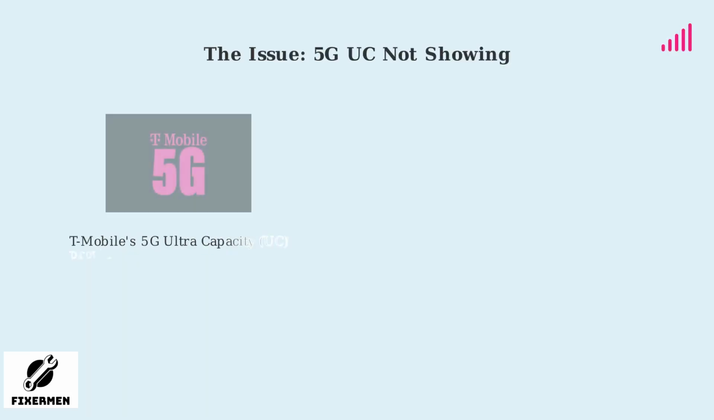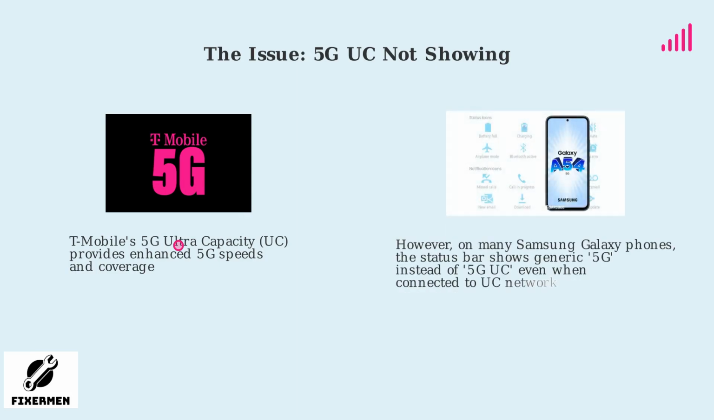T-Mobile's 5G Ultra Capacity provides enhanced 5G speeds and coverage across their network. However, on many Samsung Galaxy phones, the status bar displays a generic 5G icon instead of 5G UC, even when connected to the UC network. This is primarily a cosmetic issue, meaning you're likely still getting the faster speeds, but the indicator isn't displaying correctly.